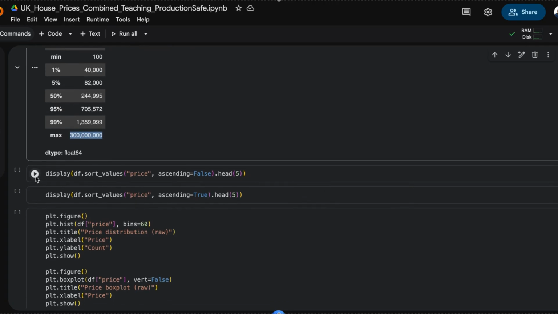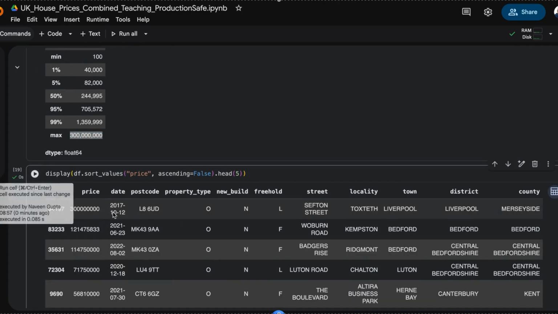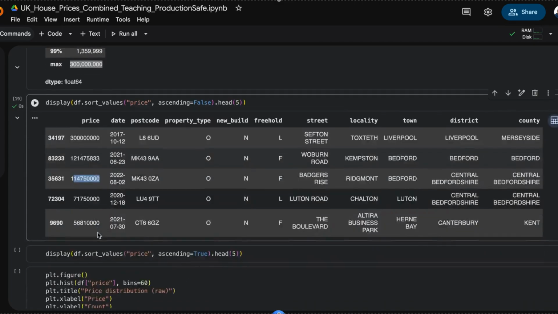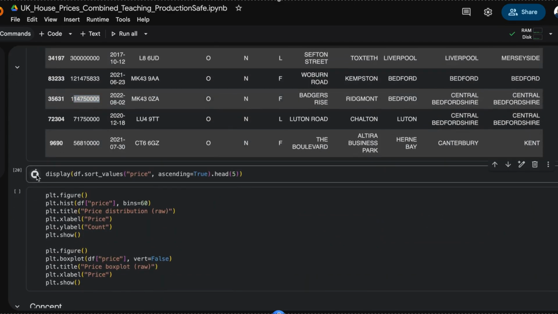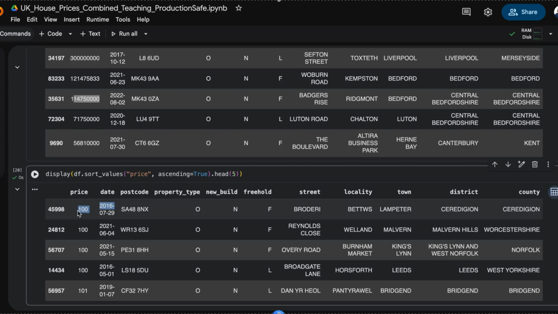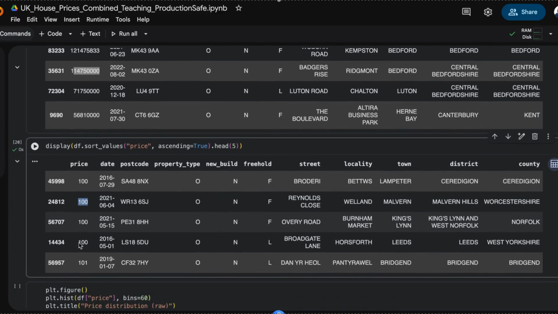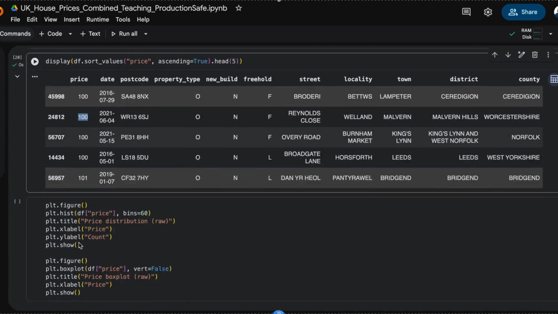Now let's look at the highest and lowest recorded transactions. We observe multi-million pound properties at the upper end. These are likely luxury properties. At the lower end, we see extremely small values, including £100. These could represent special cases, perhaps land transfers or unusual transactions.